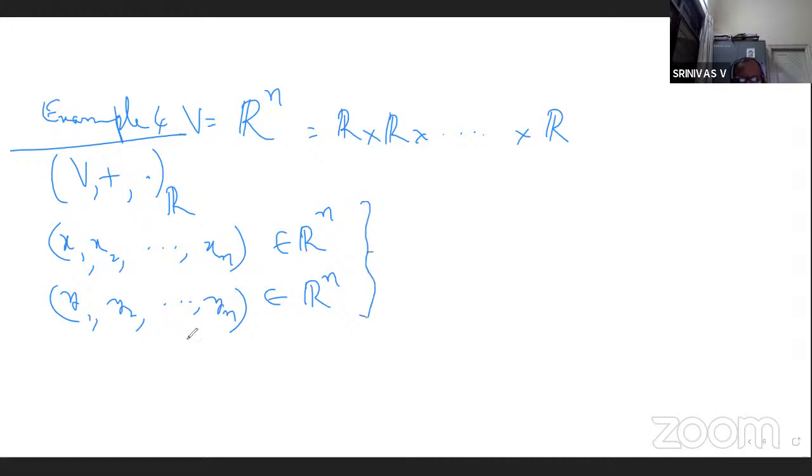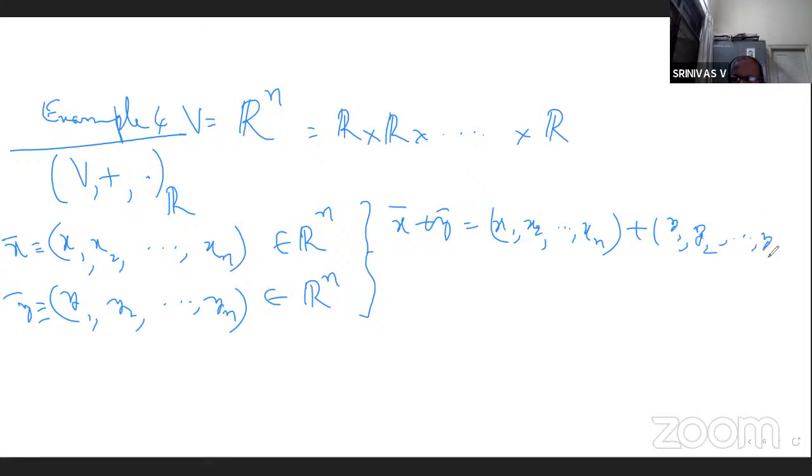We want to add these two vectors. This may be denoted x bar. This is not the conjugate of x, just a symbol. I am denoting this n-tuple by x bar, and this n-tuple by y bar. Okay, this is only a symbol. So I want to add x bar and y bar. I have x1, x2 up to xn, and then I want to add these to y1, y2 up to yn. This is an n-tuple, this is an n-tuple. I want the sum also to be an n-tuple.